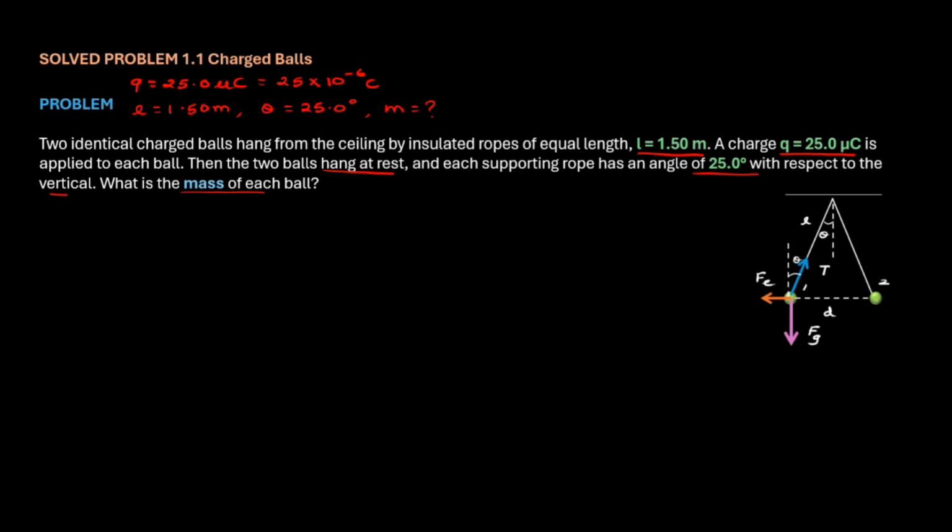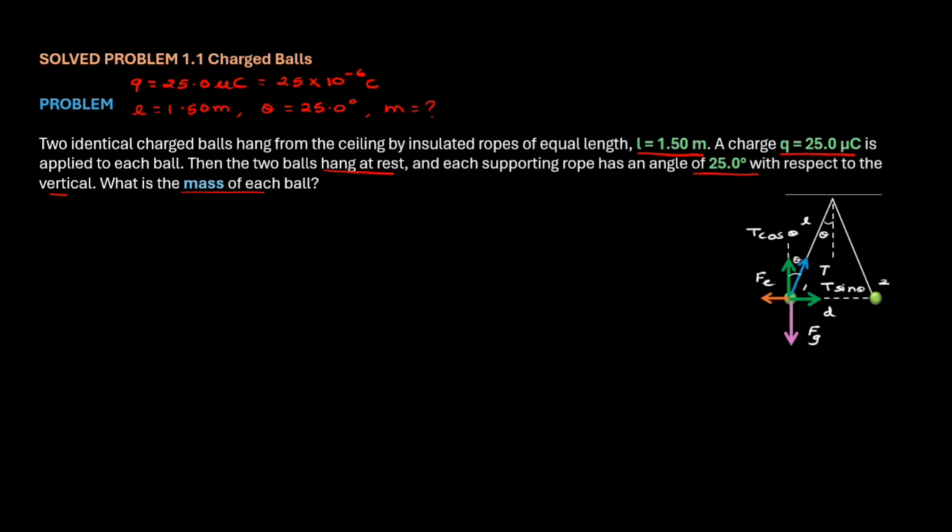Now this tension force makes an angle theta with the vertical as it is along the length of the rope and the rope is making an angle theta with the vertical. Tension force is neither on the x-axis nor on the y-axis. So we have to split this force into its components. One component that will go along the y-axis, which we will call T cosine theta, and one component along the x-axis, which we will call T sine theta.